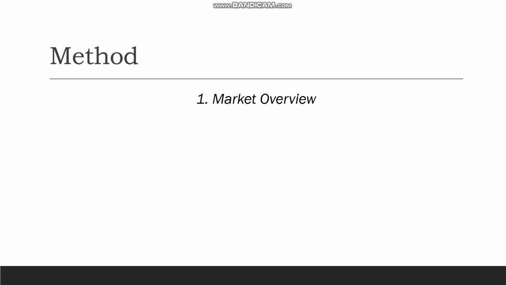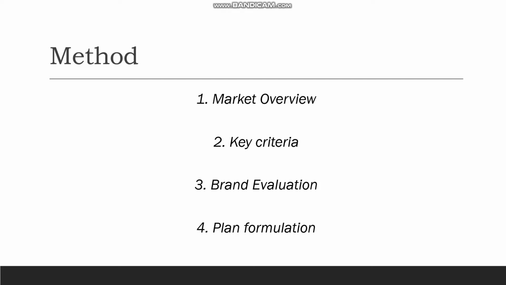We need to understand the larger online environment first. Secondly, we need to identify the key criteria, what's being analysed, what's important, and why. Thirdly, the brand evaluation. What are the findings of the audit, and how does it compare to our key criteria? And finally, strategy. Now that we know where we are and where we want to be, how do we get there?